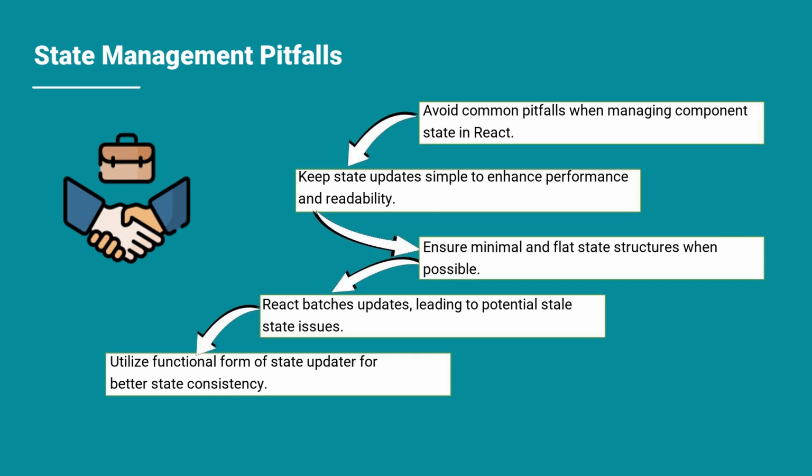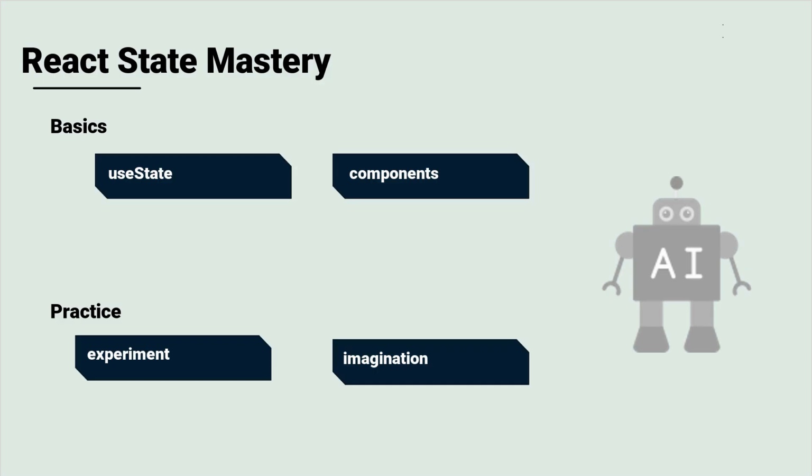Always remember that React batches state updates for performance optimization, so your state might not immediately reflect changes after calling the updater function. Another important aspect is reasoning about your component state. Aim to keep your state minimal and avoid unnecessary complexity. Structure your state to be as flat as possible, as deeply nested states can become cumbersome to manage.